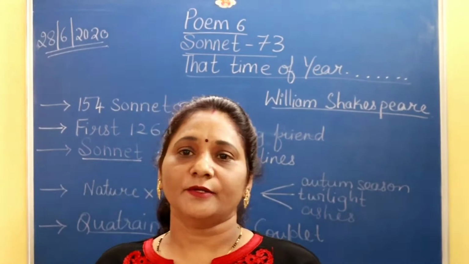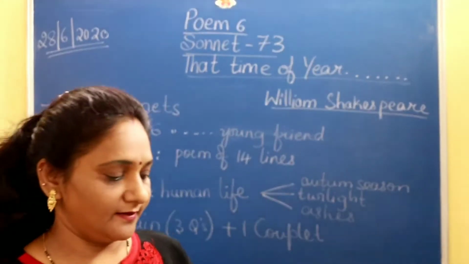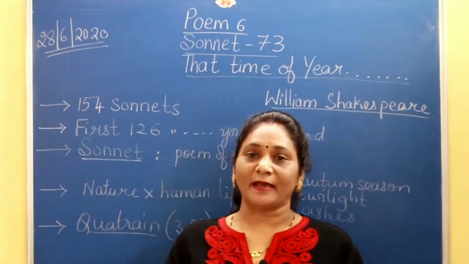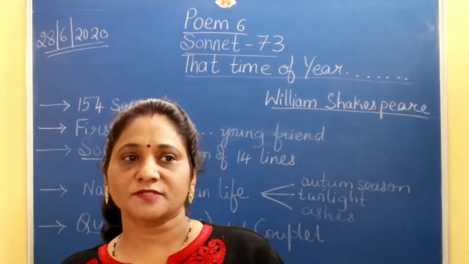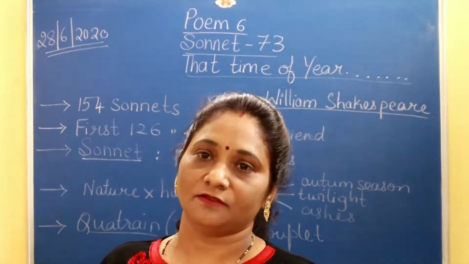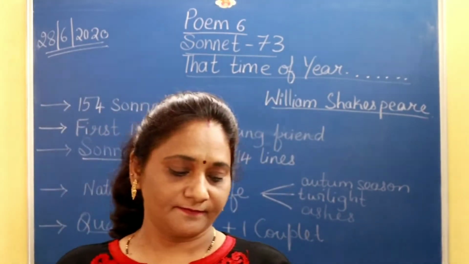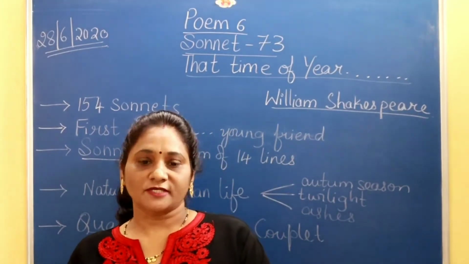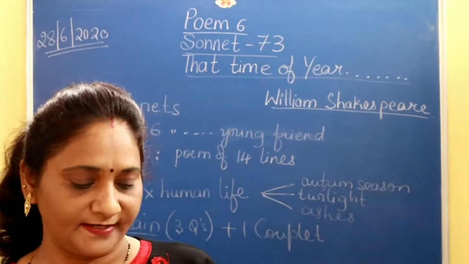The first 126 are dedicated to his friend Mr. W.H., a young man. He is a young friend of William Shakespeare, and Shakespeare has dedicated the first 126 sonnets to his friend. The present poem, Sonnet 73, is dedicated to his young friend.